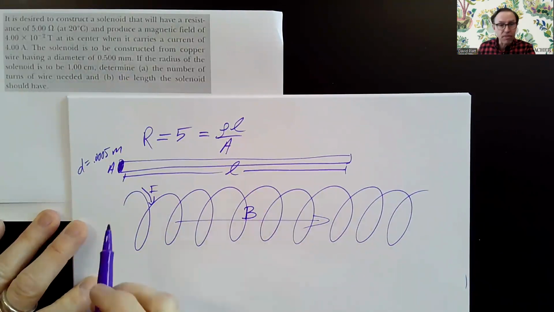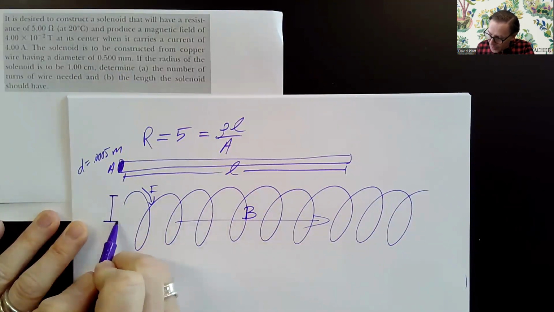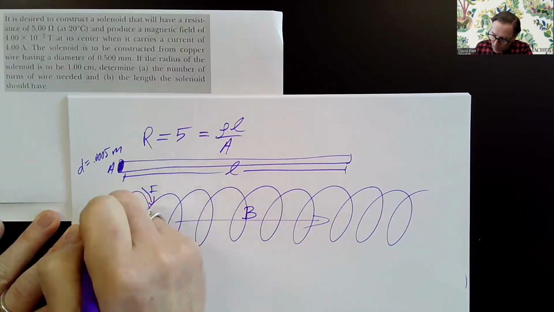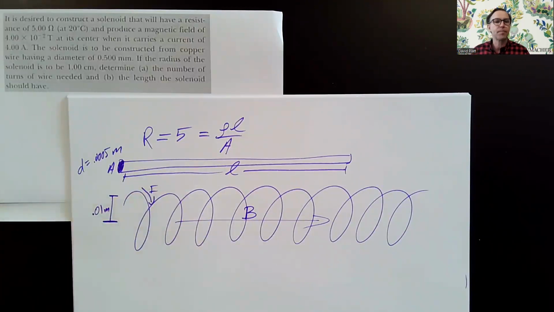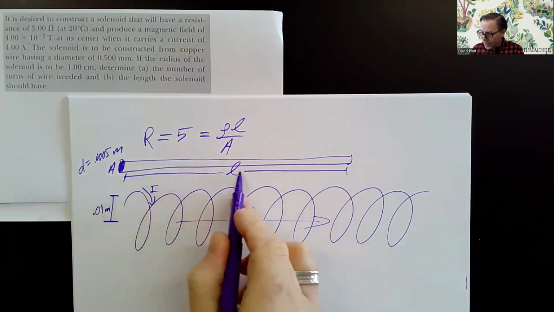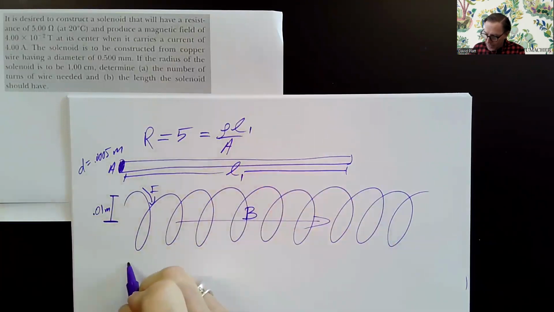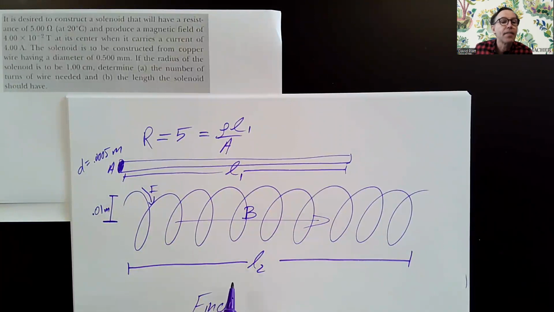What else did they tell us here? They told us the radius of the solenoid is 1 centimeter. This radius here is 1 centimeter, 0.01 meters. I'm changing everything to good units. And then they want to know the number of turns and the length of the solenoid. So there's another length. This is the length of the wire. I'm going to call that L1 so that I can call this the length of the solenoid L2. And they want us to find the number of turns N and the length of the solenoid L2.